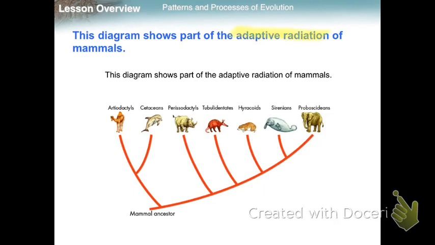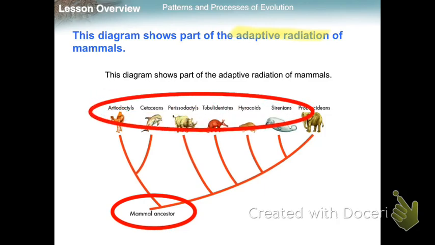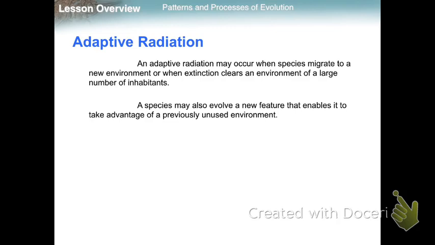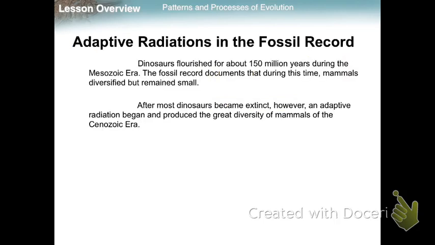Adaptive radiation of mammals is shown in this diagram. So mammal ancestors down here. And then we see this branching off. And we're talking, relatively speaking, a short period of time. Adaptive radiation can happen with migration or when there's an extinction event. Species may also evolve a new feature that enables it to take advantage of a previously unused environment, so occupying a niche that had up till then not been used.